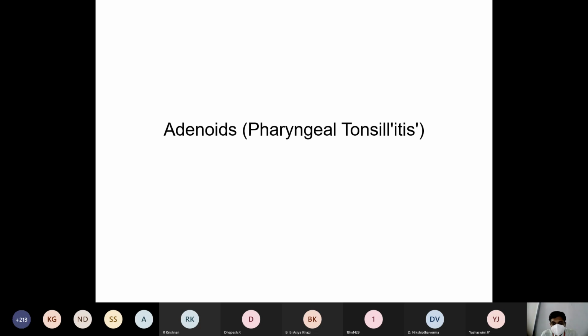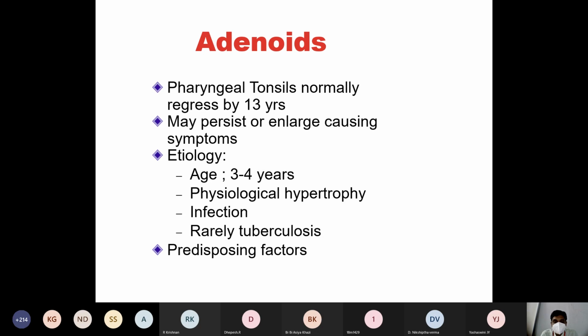There is one more tonsil, called the pharyngeal tonsil or nasopharyngeal tonsil. This tonsil is located in the roof and posterior wall of the nasopharynx behind the nose. The common word used for this is the adenoid. Adenoids normally hypertrophy. They start to hypertrophy by the age of 3 to 4 years, peak at around 13 to 14 years, and subside by 15 to 16 years. They may persist or enlarge even in adulthood, or they may cause symptoms which become the reason for treatment or excision of the tonsils.